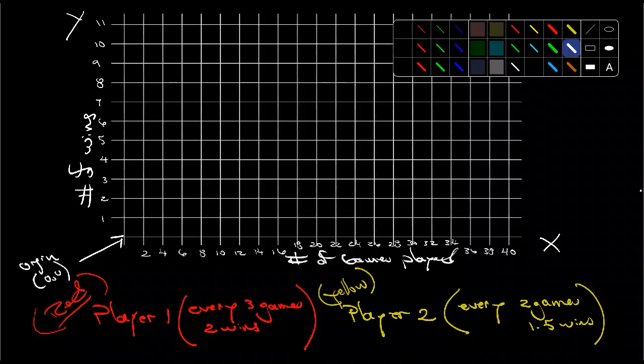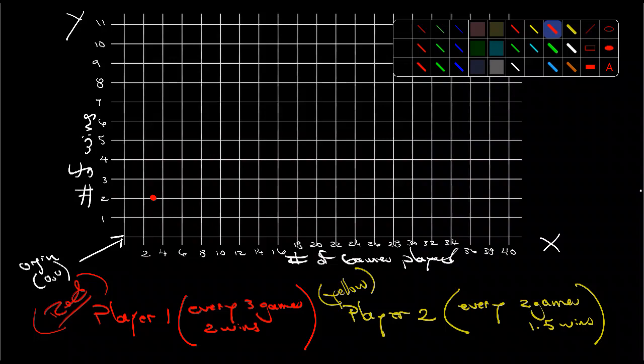All right, so I'm going to label these points here. So every 3 games, there's 2 wins. Notice the x-axis is talking about the number of games played, and the y-axis is about the number of wins. And so every 3 games, I'm going to go over 3. And notice there isn't a 3 on there, but we know that 3 is going to be between 2 and 4. And there's 2 wins. So we would go up to 2 wins and put a dot right about there, which would fall right between 2 and 4.